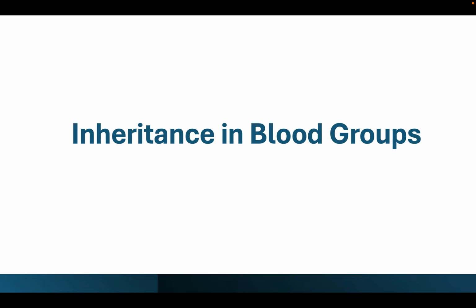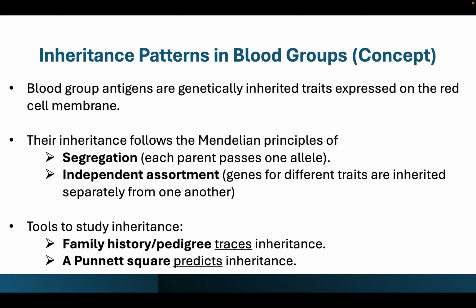Welcome to the last part of our lecture, which will focus on inheritance of the blood groups. This is a summary slide, and I will go over each point in detail on the next few slides. Blood group antigens are genetically inherited traits expressed on the red cell membrane, and we call it inherited because it passes from the parents to the kids. We will see in detail how this works.